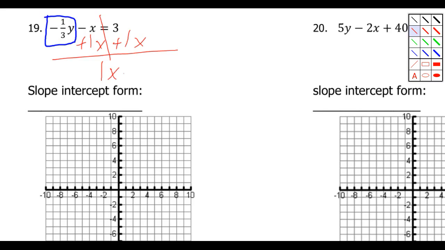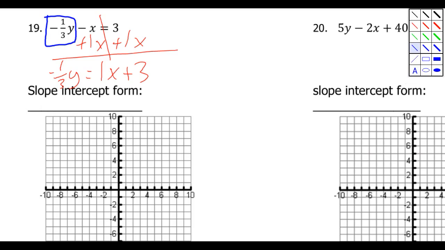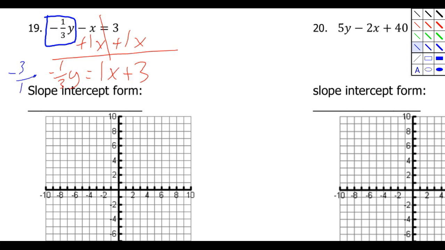So I get 1x plus 3 equals negative 1/3 y. Now I'm going to have to multiply by negative 3 over 1, its reciprocal. Here's the deal. I need to make sure I multiply everything by negative 3 over 1 on both sides, so I'll get y on one side. 1 times negative 3 over 1 is negative 3x. 3 times negative 3 is negative 9.